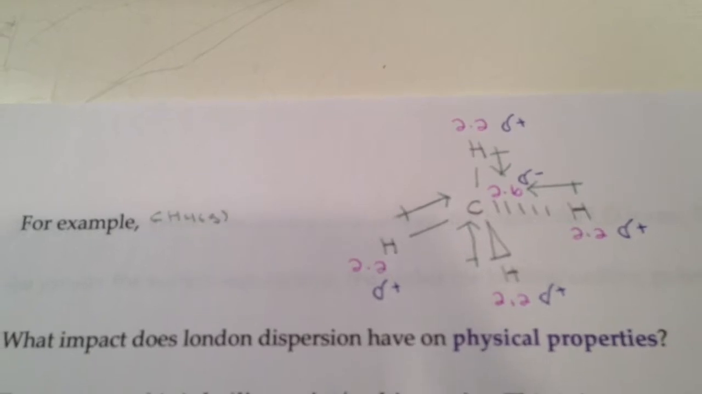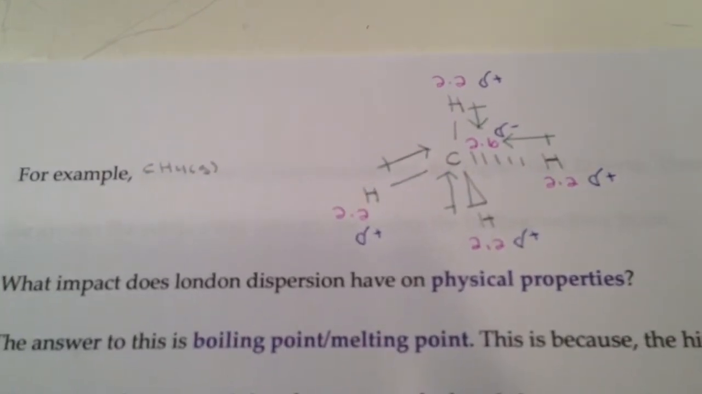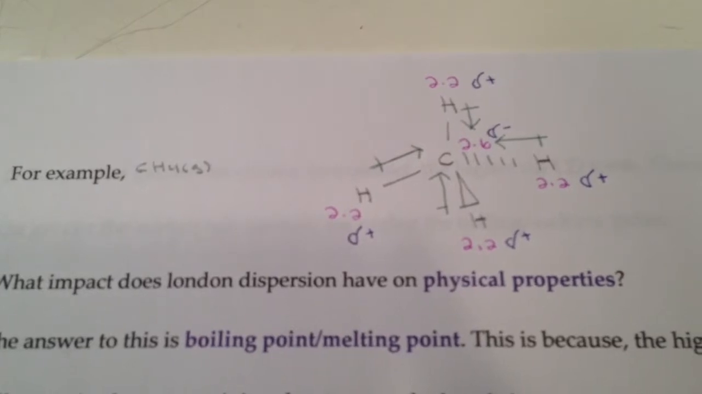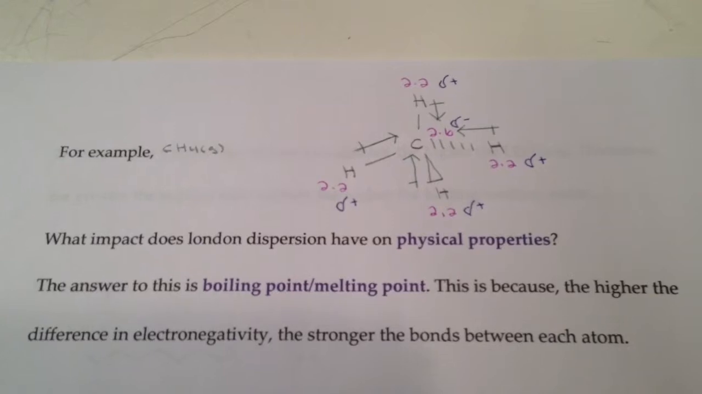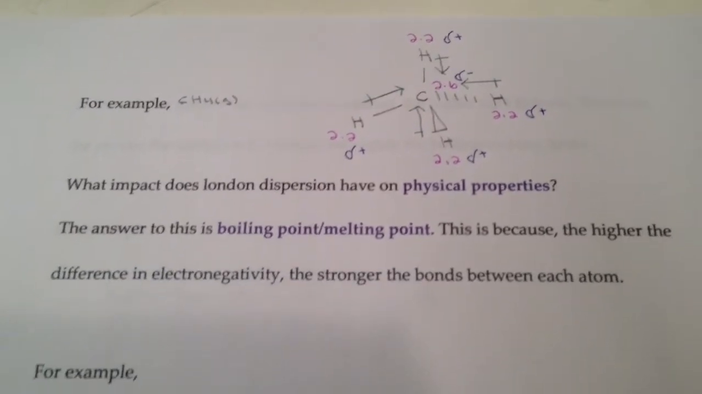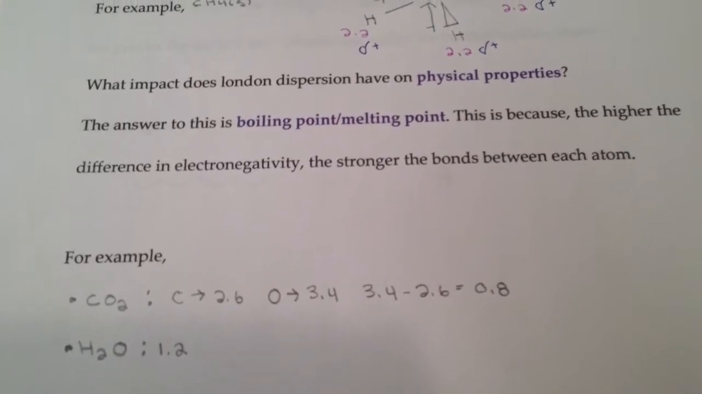What impact does London dispersion have on physical properties? The answer to this is boiling or melting point. This is because the higher the difference in electronegativity, the stronger the bonds between each atom. For example, carbon dioxide and water.